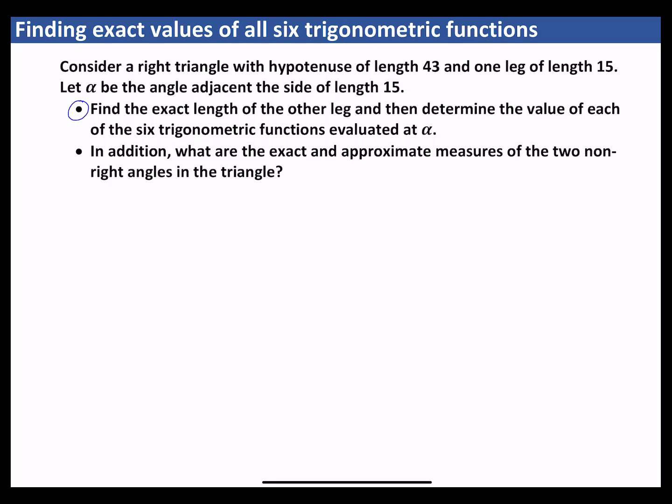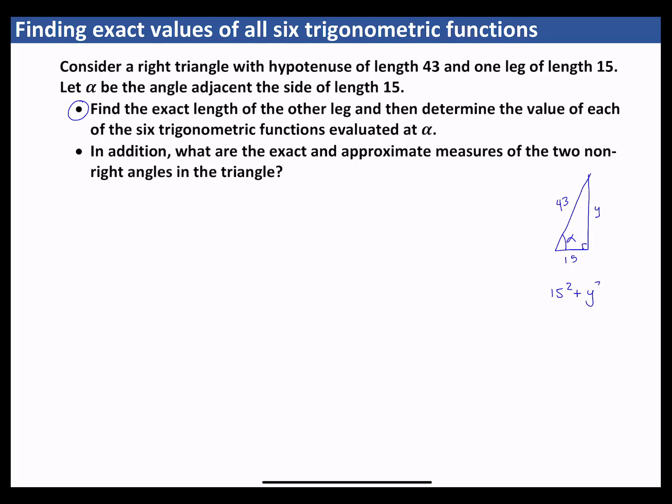All right, so let's check our work here. So we have an angle, alpha, and the hypotenuse is 43. The adjacent leg is 15. We have a right triangle here. And we know that in order to find all six trigonometric functions, we're going to need to find this opposite side of alpha. So let's start with that first.